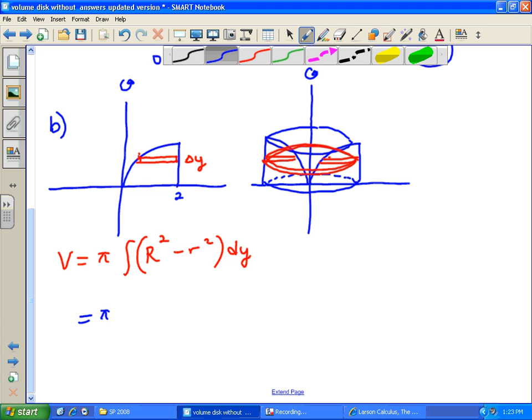Pi times, okay. Big R is your outer radius, which is the distance from here to here. What is that distance, no matter where you are in the region? That's a constant of 2 units, right? So big R is equal to 2. So in this integral, we're going to have 2 squared.